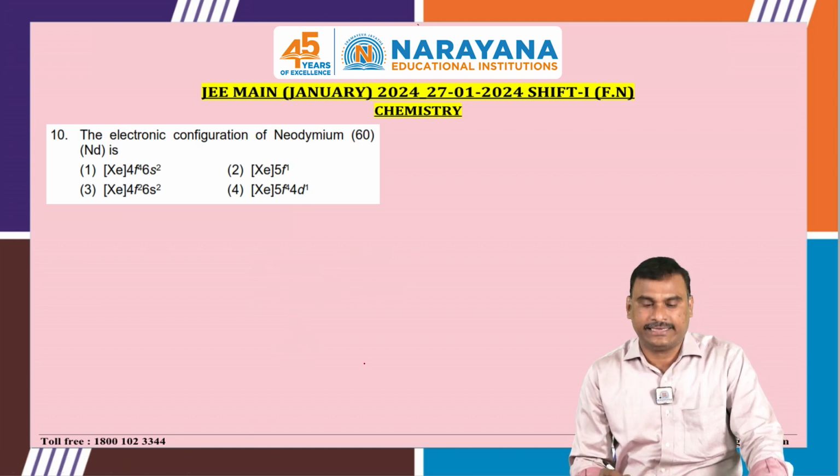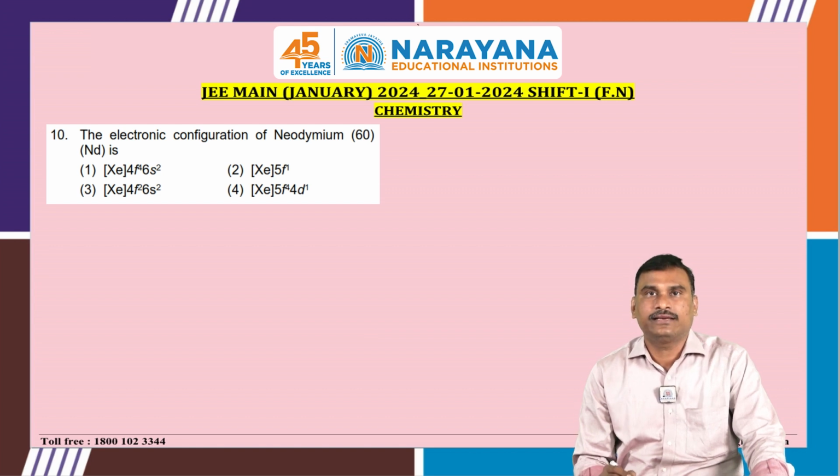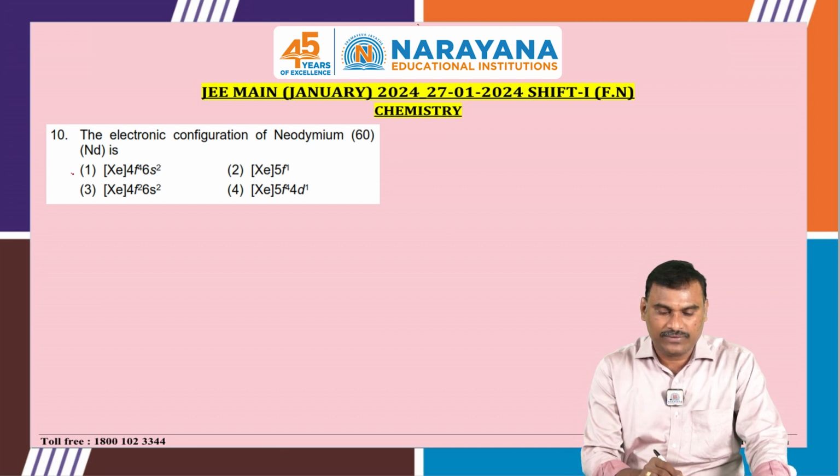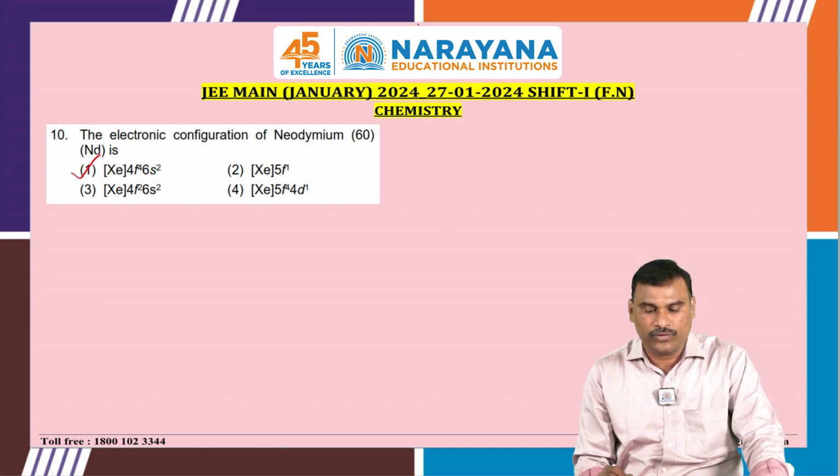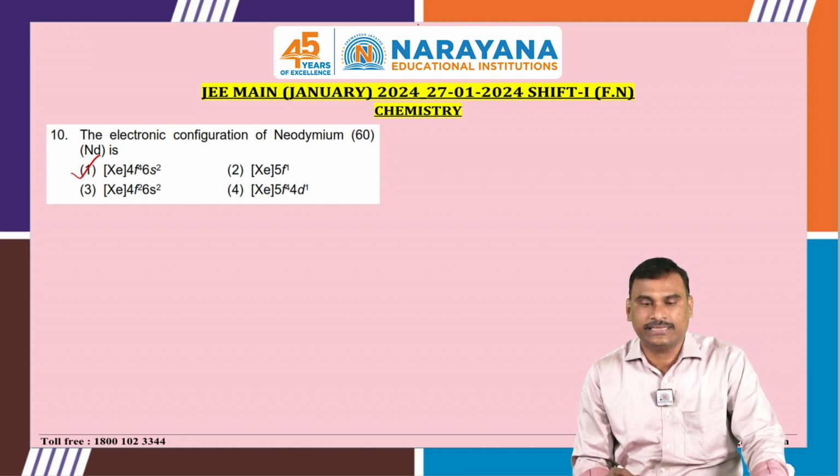Go for question 10. The electron configuration of neodymium: it is easy to answer the question based on memory. Option 1 is the correct answer. 4f4 and 6s2 is the electron configuration of neodymium. A simple and easy question, I think.